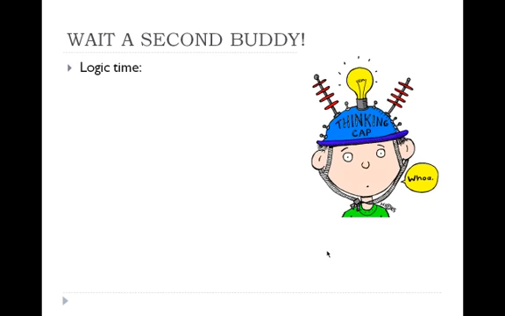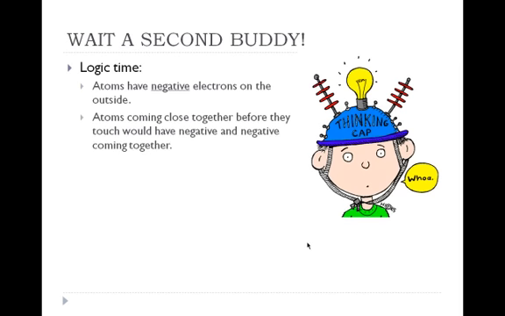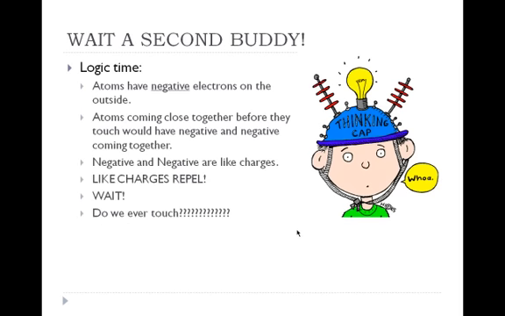All right, wait a second. Logic time. Hang on. Atoms have negative electrons on the outside. Atoms coming close together before they touch would have negative and negative coming together. Negative and negative are like charges. Like charges repel. Wait a second. Do we ever touch? And this is not the time to go ahead and start slapping your brother or your sister in your home right now and saying that you never touch, but technically, no, we never do touch. Atoms actually repel each other just a small amount because the electrons on the outside push away on the electrons on the outside of other atoms. So if this is a picture that's a good example of it.